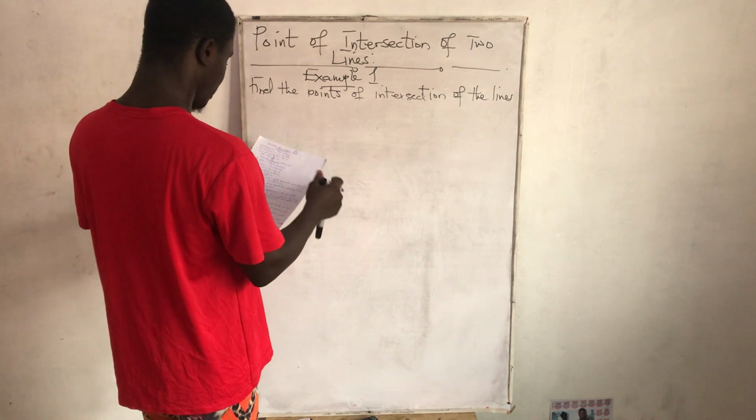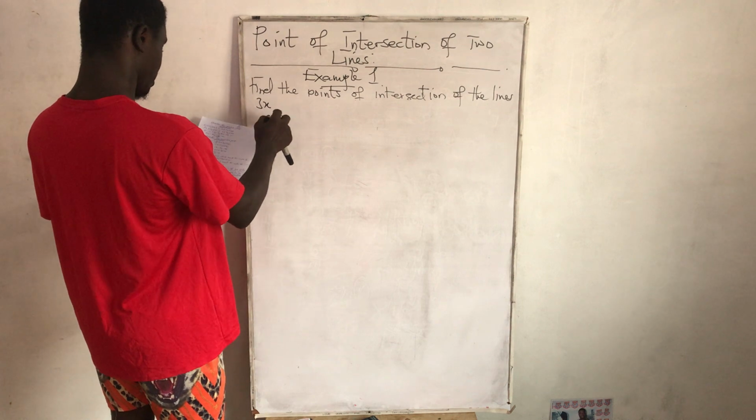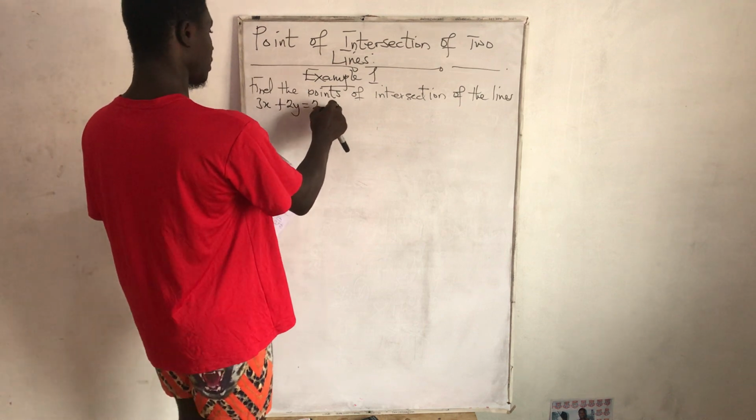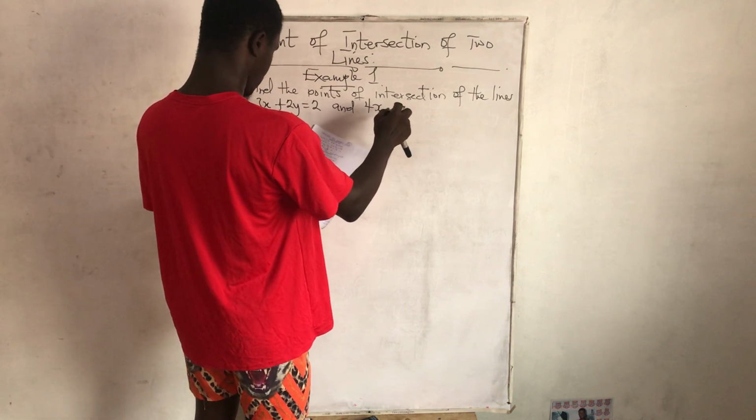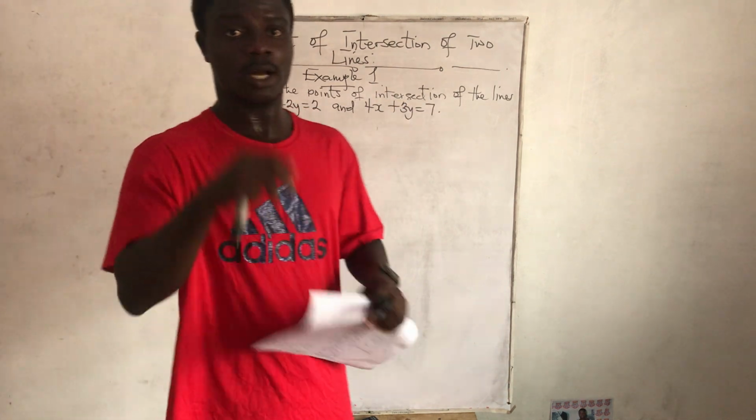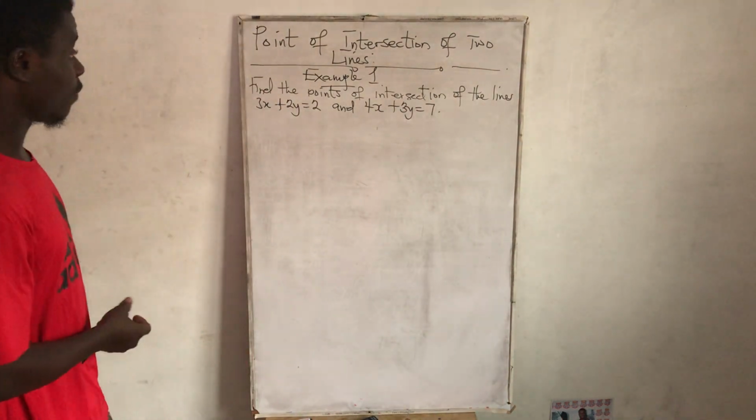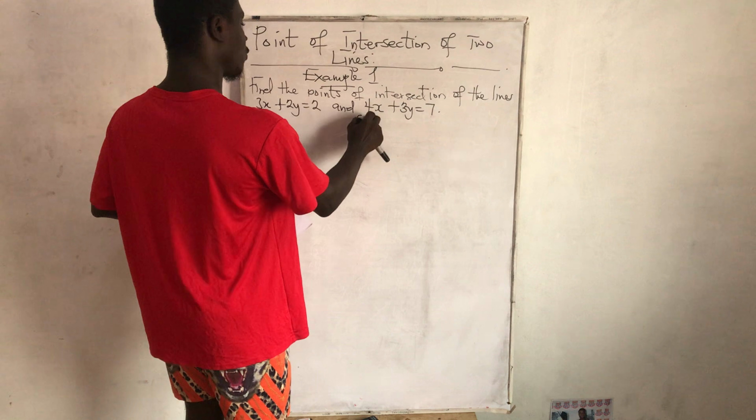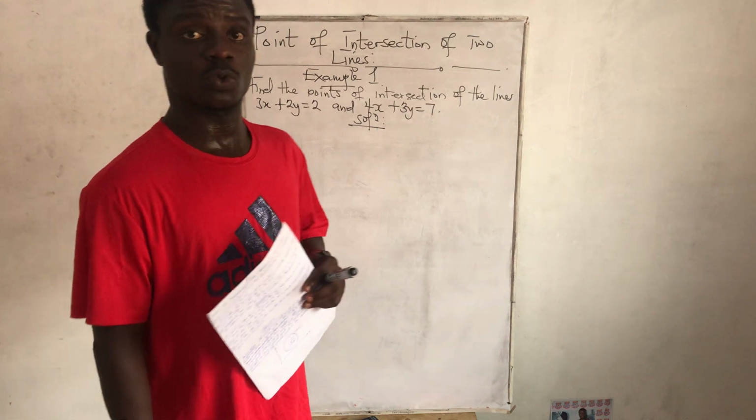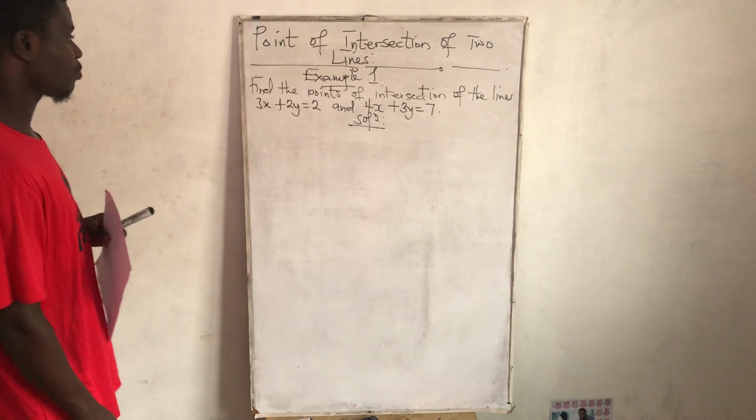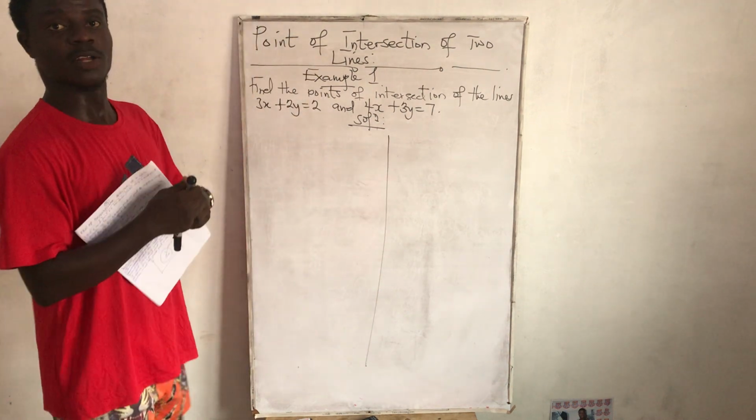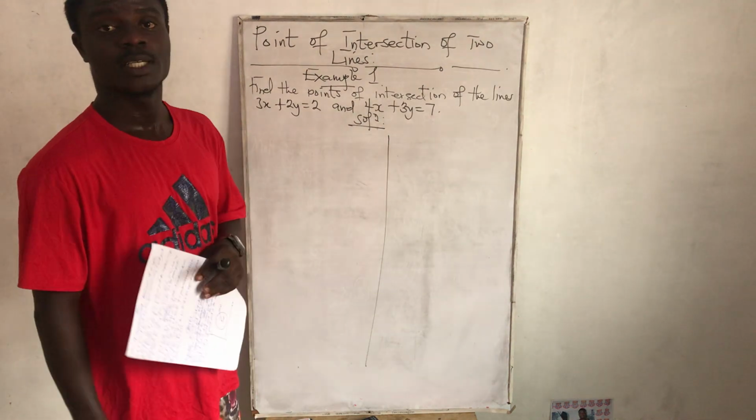To find the point of intersection of the lines 3x plus 2y equals 2, right? And 4x plus 3y equals 7. So how can we find the point of intersection of these two lines? Still, you have to solve the two lines simultaneously. Now, we can use the matrix approach to solve the simultaneous equation.